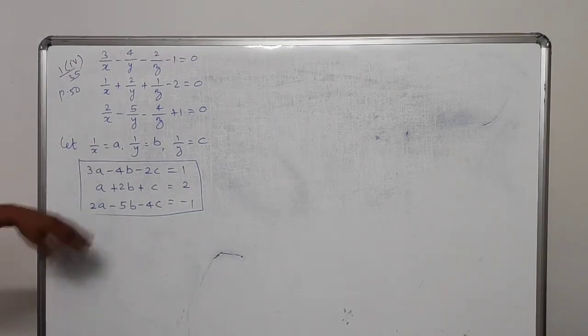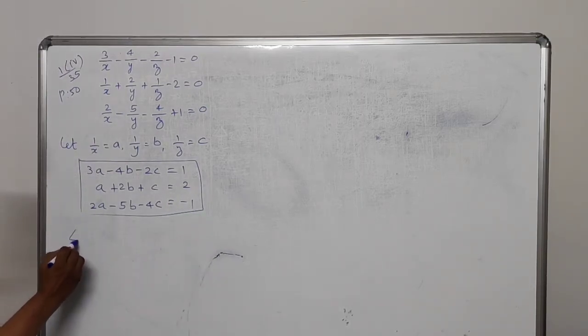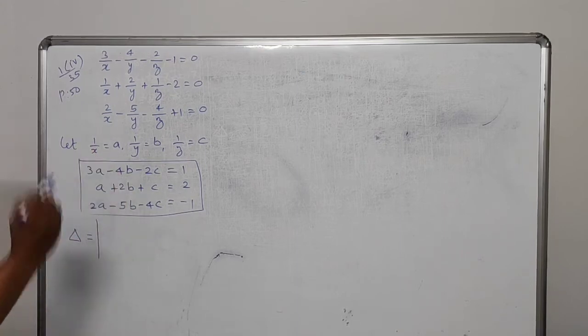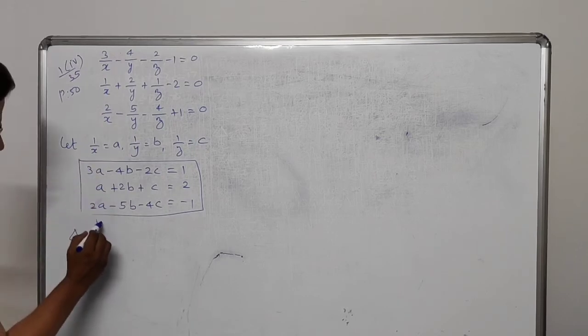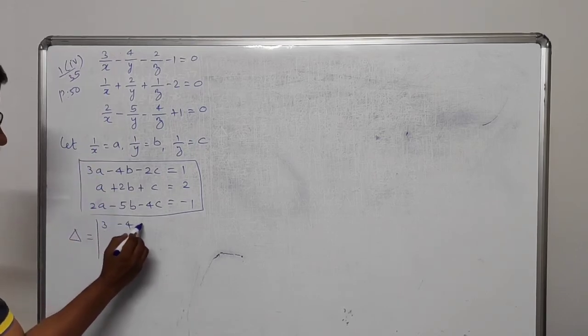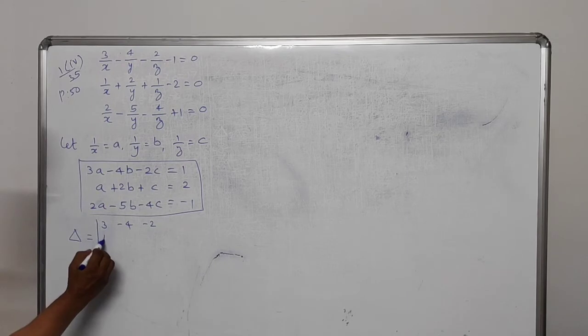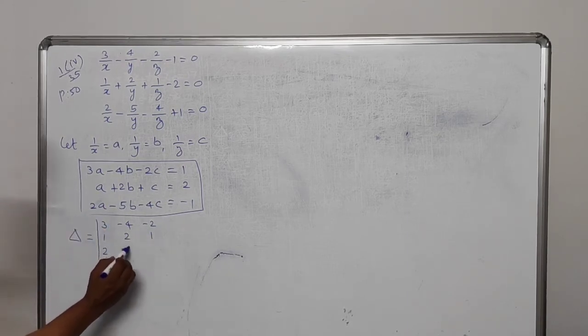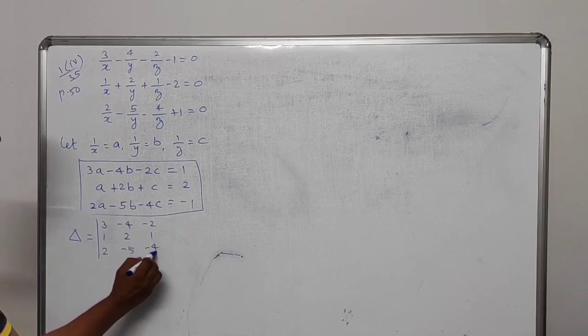Now, here we can find the delta. Delta is equal to the coefficients determinant. Here the variables are a, b, c. Now, you can detach them. You can write 3, minus 4, minus 2. Then 1, 2, 1. Then 2, minus 5, minus 4.